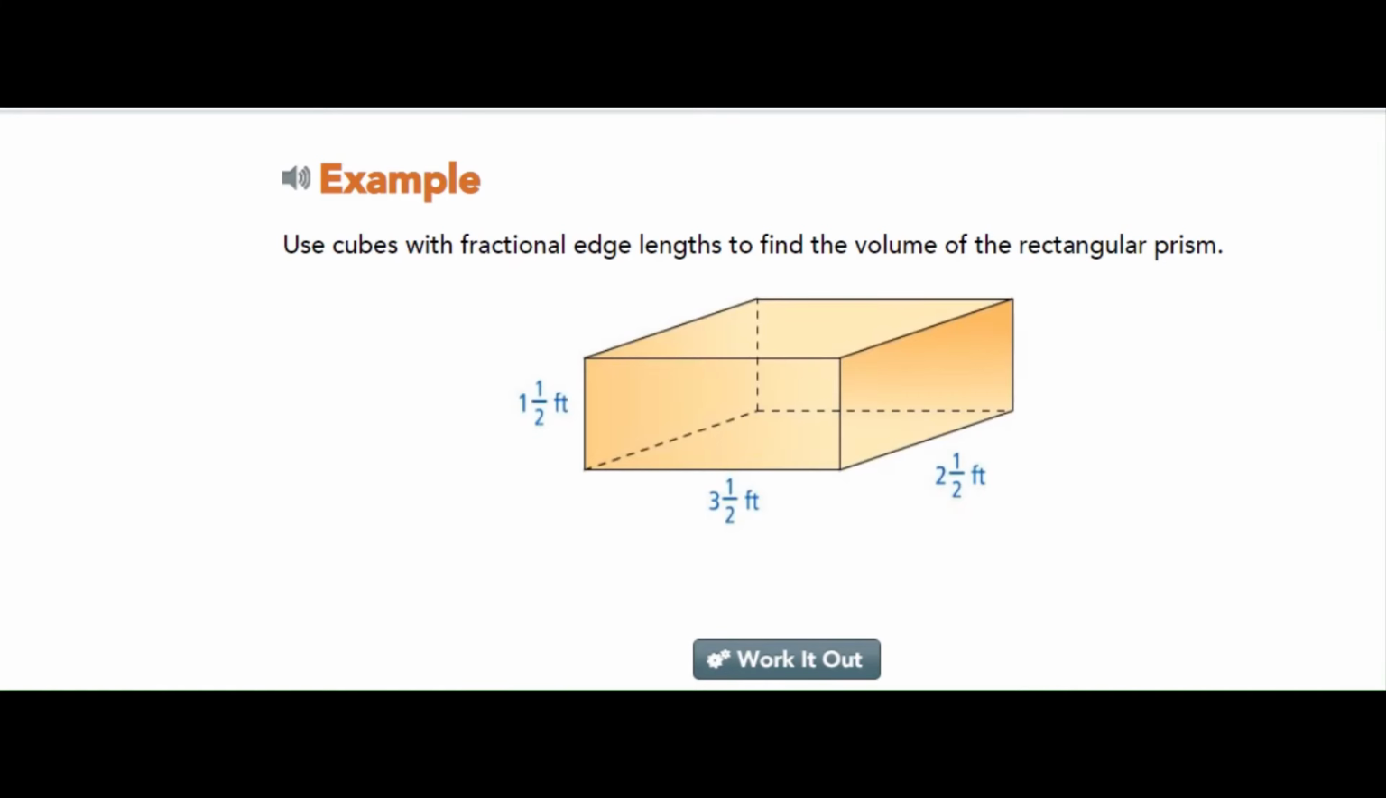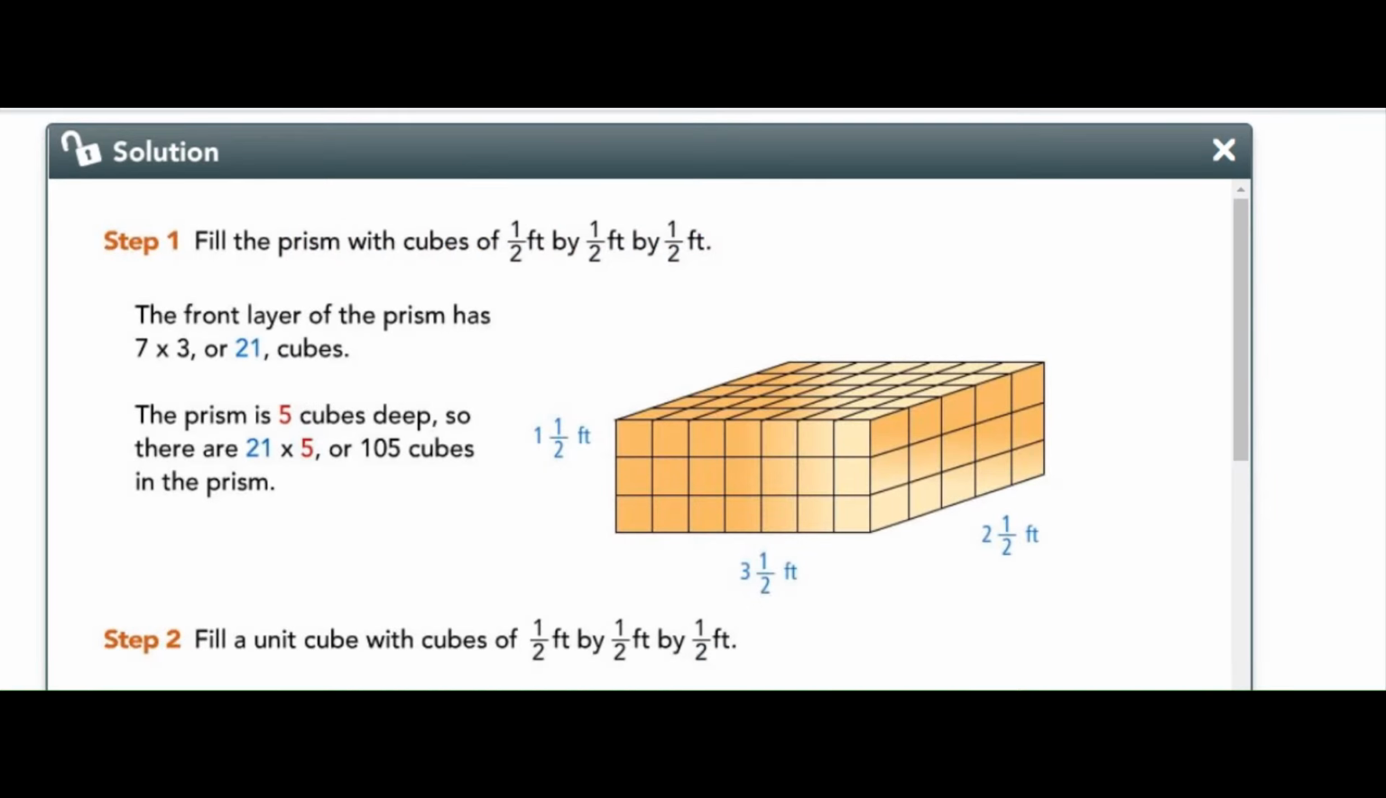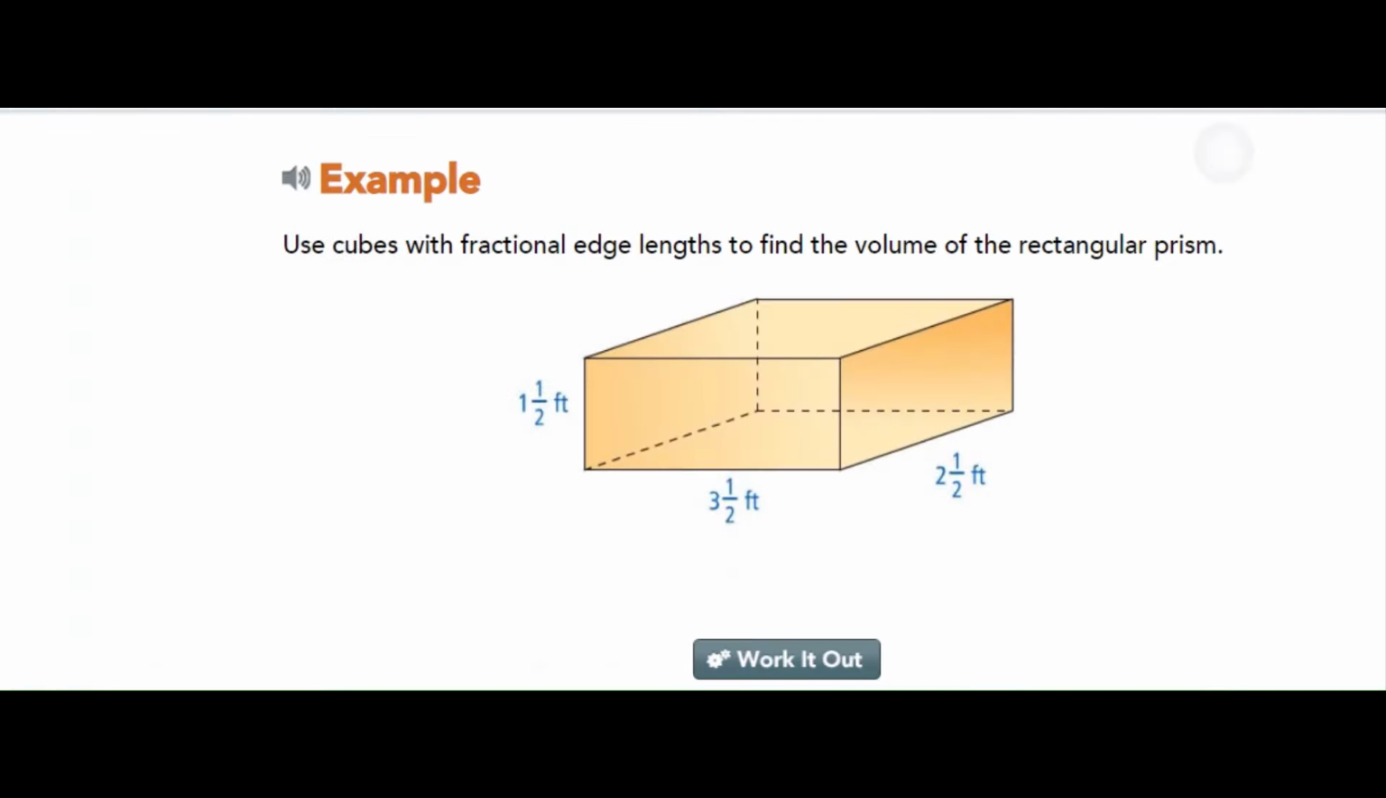All right, so moving on to the next one. Use cubes with fractional edge lengths to find the volume of the rectangular prism. So we want to use a fractional edge length to find the volume of the rectangular prism. So let's go ahead and work this out. And we're not going to use that. So the first thing we want to do is figure out which edge length we are going to use. So let's work it out.